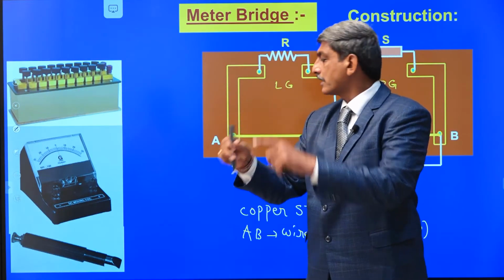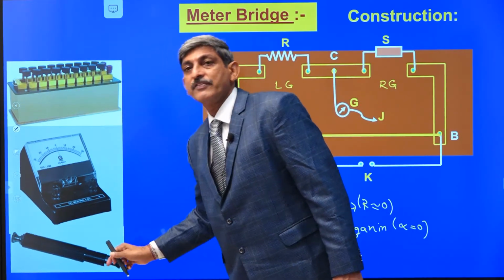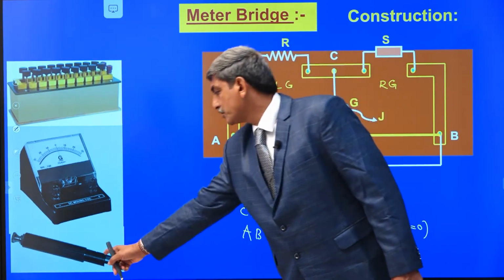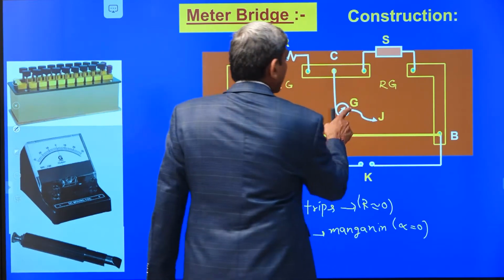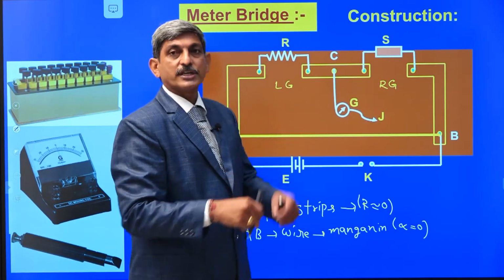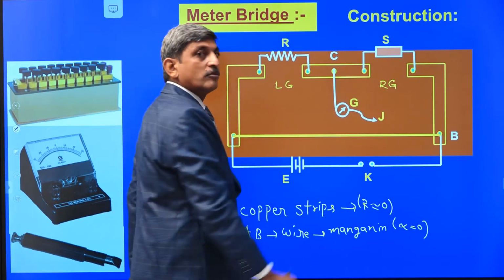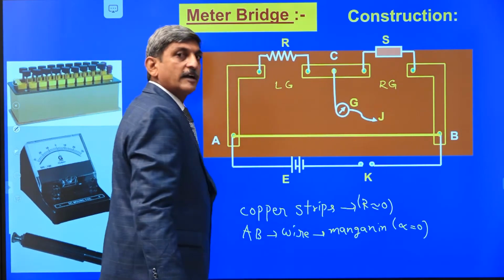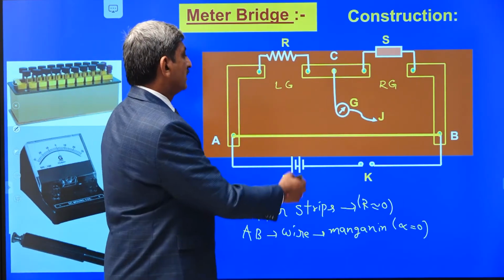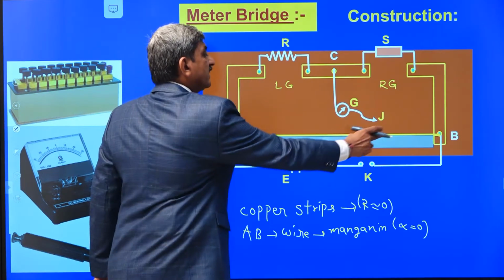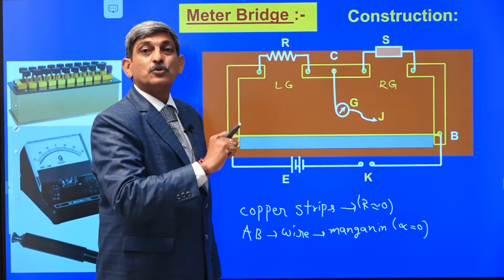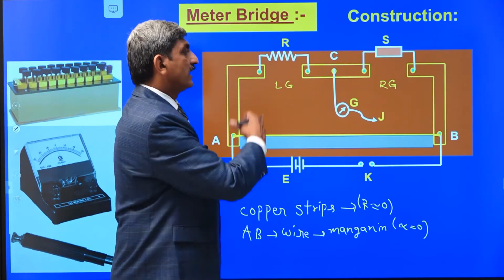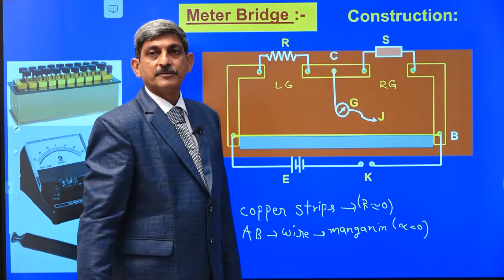It contains a screw at the top and a sharp knife edge at the bottom of the jockey. This is the jockey. Now, the second end of the galvanometer is connected to the jockey. This jockey is movable and we can touch it at any desired point on the meter bridge wire. Now, a meter scale is arranged beside the wire to measure the length of the wire. So, this is the construction of the meter bridge.